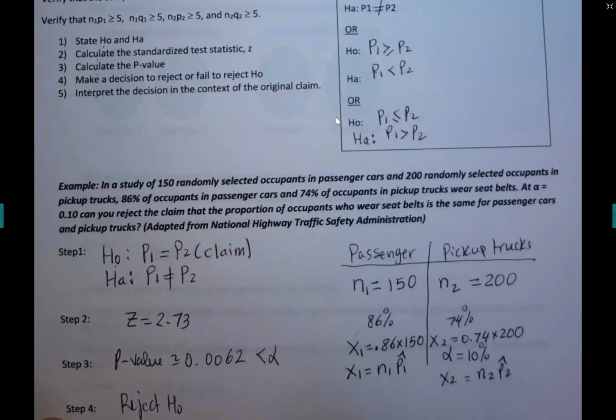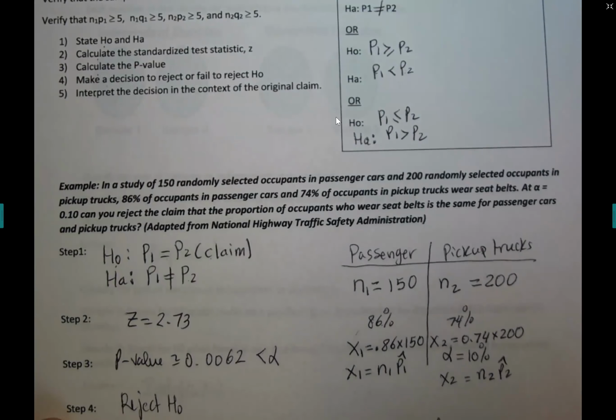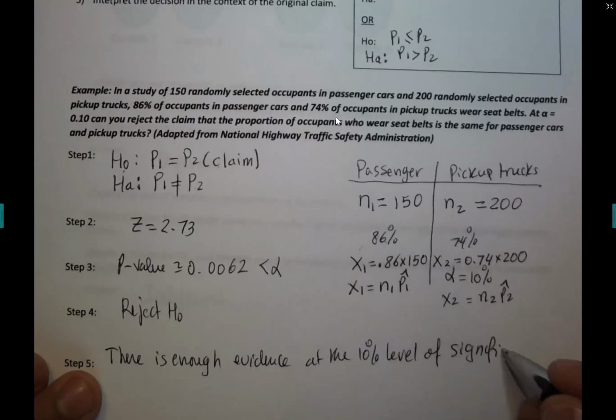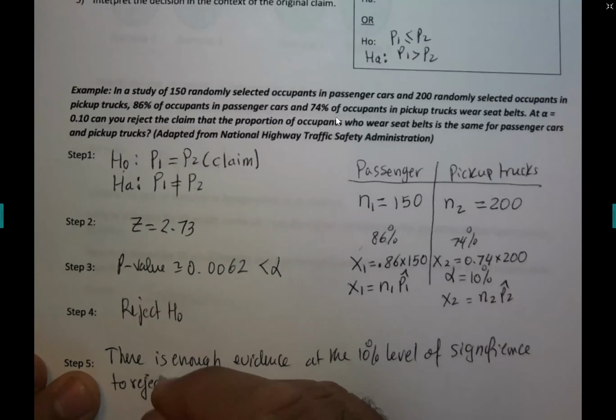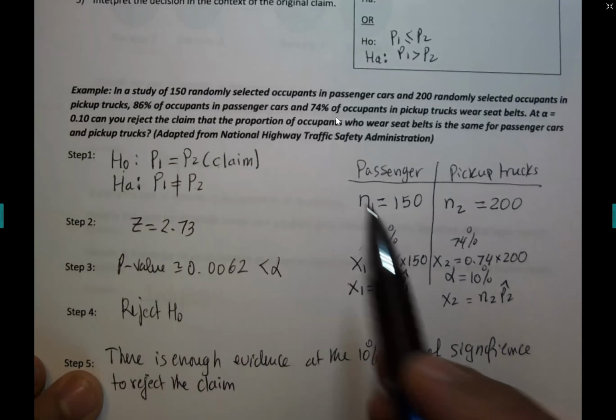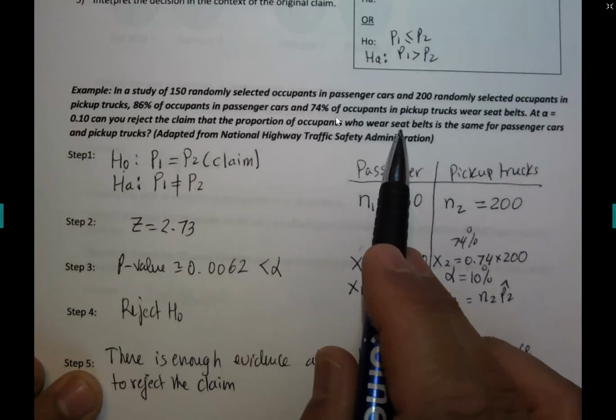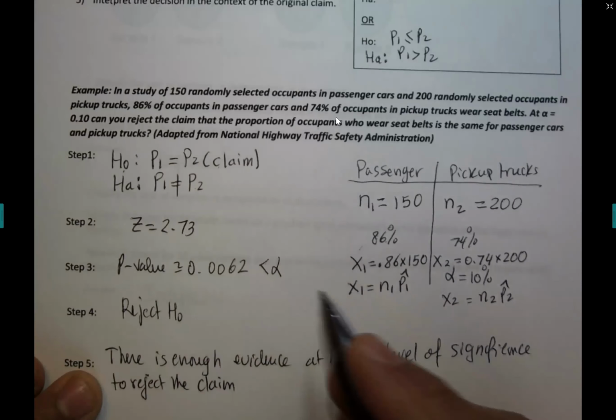There is enough evidence at the 10% level of significance to reject the claim. And what is the claim, guys? That the proportion of occupants who wear seatbelts is the same for passenger cars and pickup trucks.